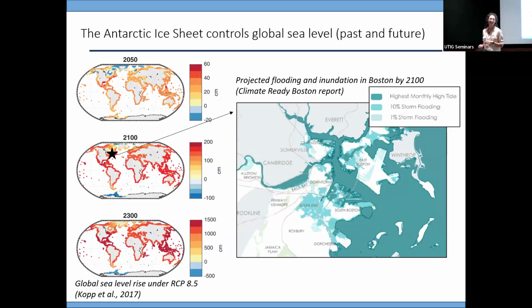I did my PhD at UMass Amherst. And so while I was in Massachusetts, I had the opportunity to be part of a group of scientists and stakeholders that were working together to produce a climate assessment report, including sea level projections. So I was localizing these global sea level projections to the Boston coast. This shows the darkest green colors are the areas predicted to be inundated at high tide, and then the lighter greens are the 10-year and 100-year storm floodplains.